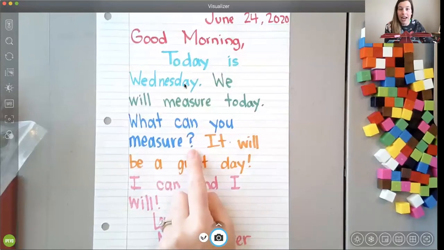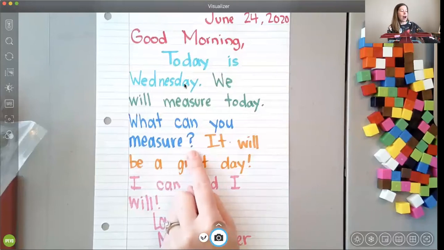So today I asked you a question, and you know that it's a question because there's a question mark at the end of it. And I said, what can you measure? Well, we can measure how tall something is, the height of it. We can measure how long or wide it is, the length or the width of it. And then we could also measure the weight of something, which is what we're kind of gonna do today.